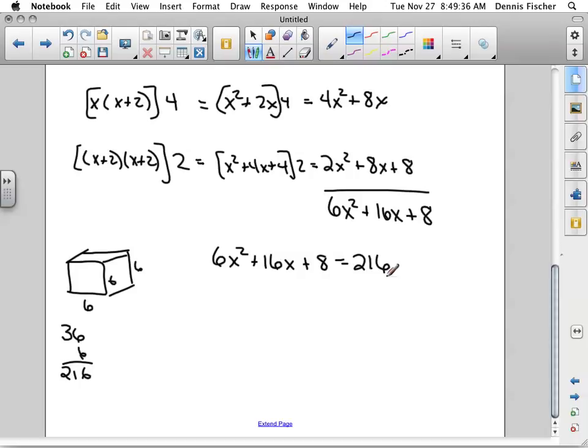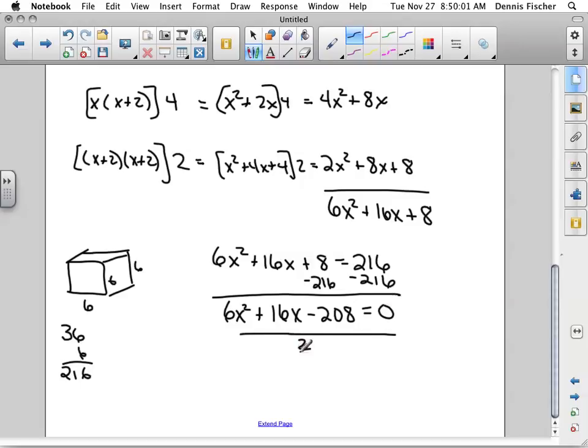Now how would I solve this? Well, there are a lot of different ways to solve this. First of all, I would get it equal to 0. So I get 6x squared plus 16x minus 208 equals 0. One of the things I might do to make the problem a little easier, since these are all even numbers, is divide by 2.